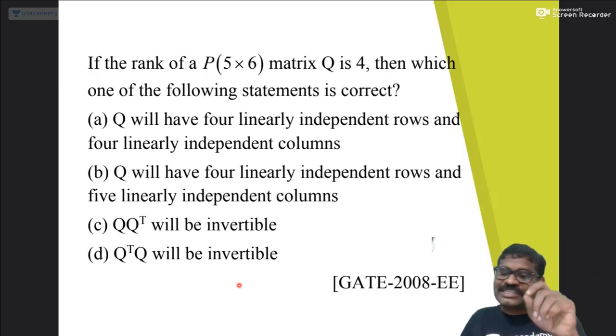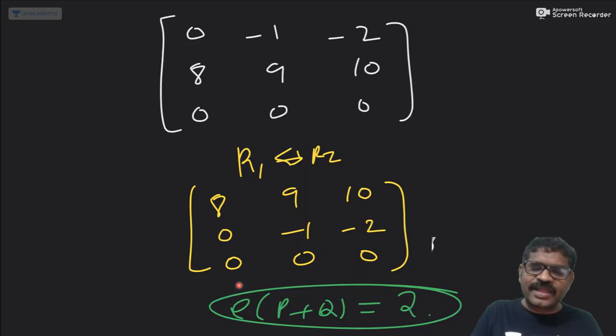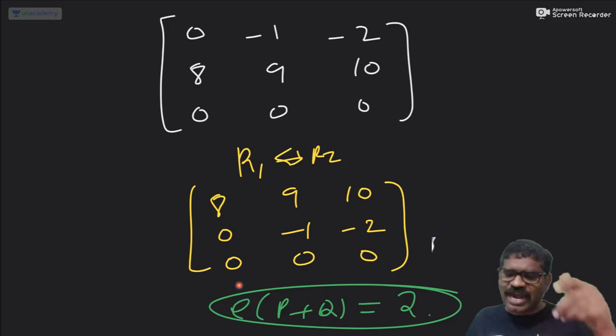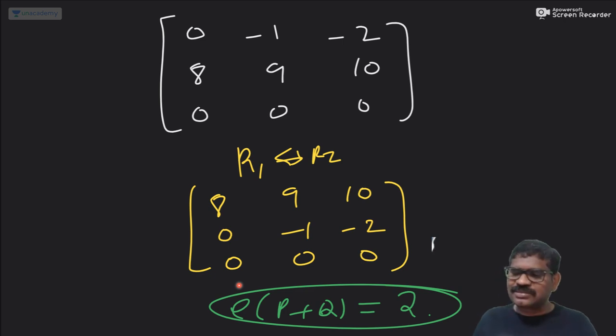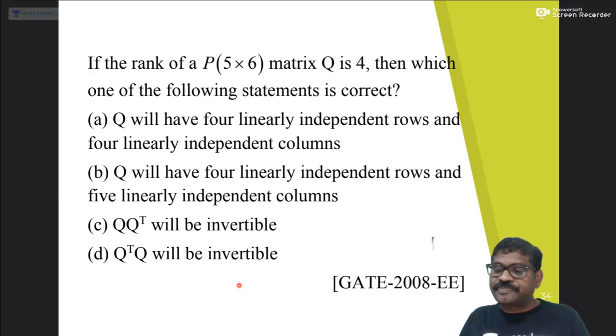It is a concept based question. If you want to get echelon form, you have to interchange R1 and R2. If you interchange R1 and R3, what is the use? Again, you have to interchange. Two more steps increase. It is a concept based question.